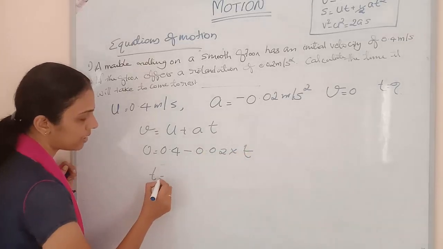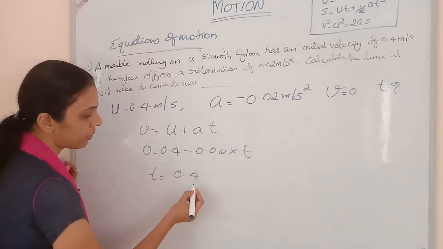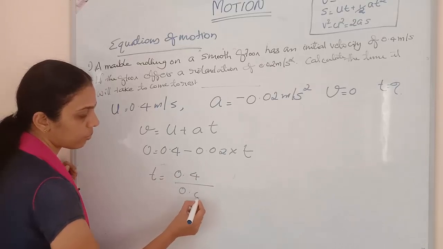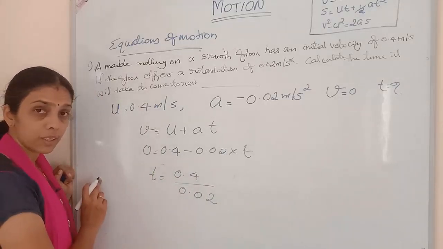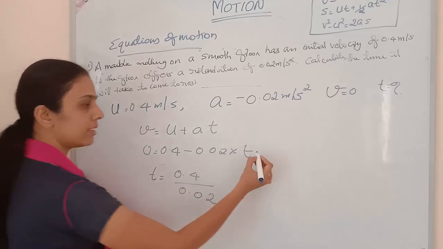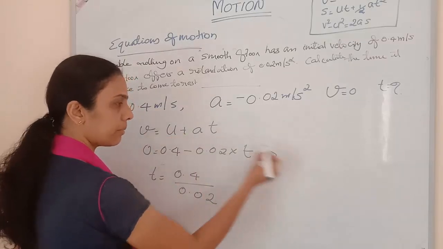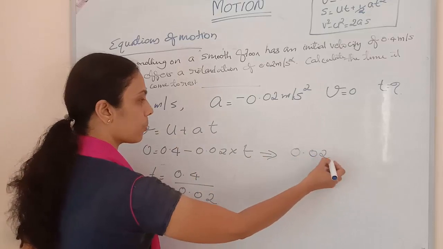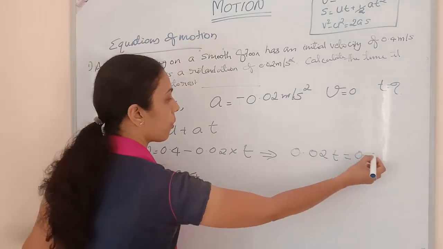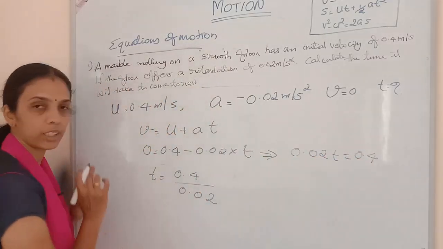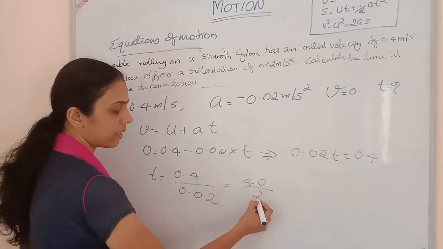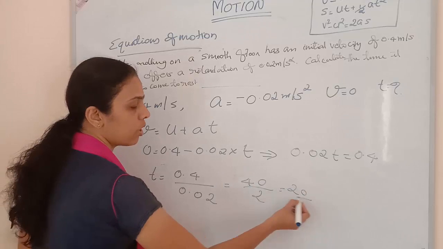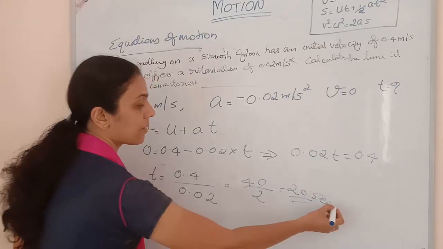So therefore t equals 0.4 divided by 0.02. Shall we write it like this without the negative symbol? Yes, because this negative sign I am taking to the other side. So 0.02 t equals 0.4. Therefore t equals this much. While we are solving this, 40 divided by 2 is equal to 20 seconds.